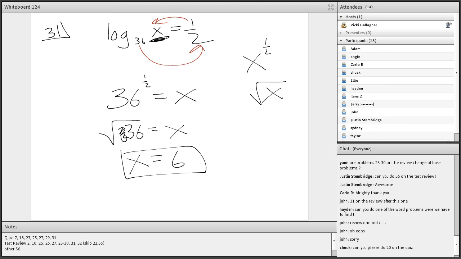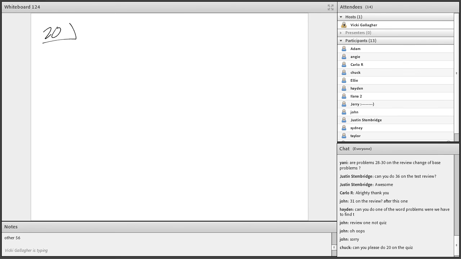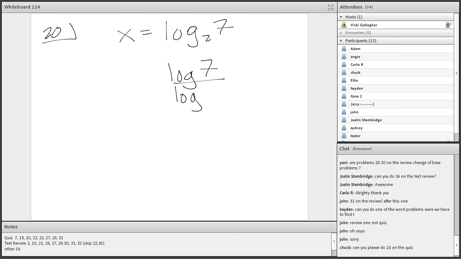Oh yeah, 20. I can do 20 really quick for you, Chuck. 20 is just change of base because the x is already by itself. So you don't have to do the wheel or anything like that because it's already solved for x. It already says x is the log base 2 of 7. So all you have to do is change it. The change of base is where you write it as a log divided by a log. That's the one where a log of any base can be rewritten as a log base 10. You just make this a log, and then you give a log to this one down here. And so that's just the final answer for number 20.